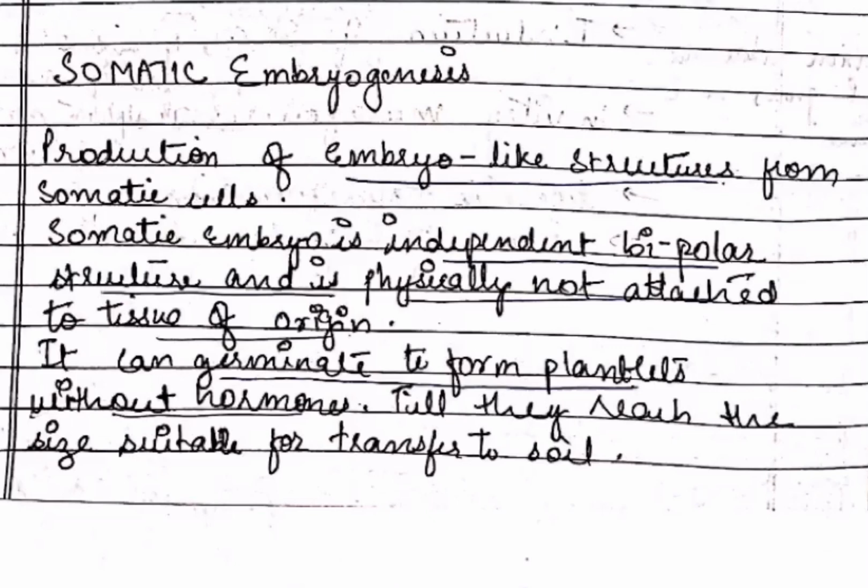Next type of plant regeneration technique is somatic embryogenesis. In this technique, we produce embryo-like structures from somatic cells, and they can germinate into plantlets without any hormones. In simple terms, somatic embryogenesis is the process of regeneration of embryos from somatic cells, tissues, or organs.